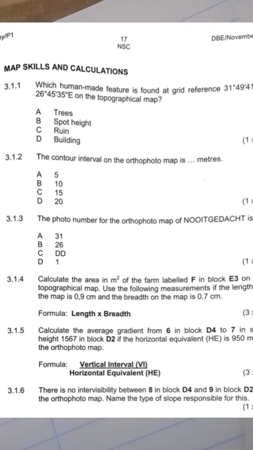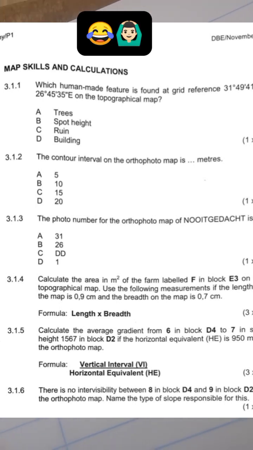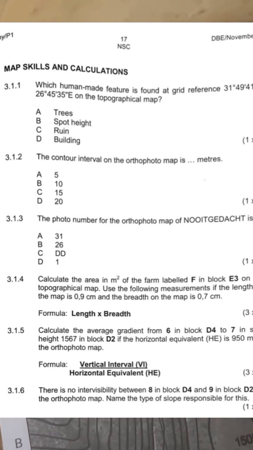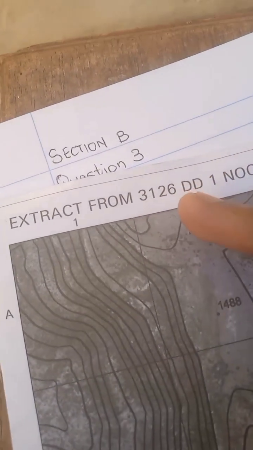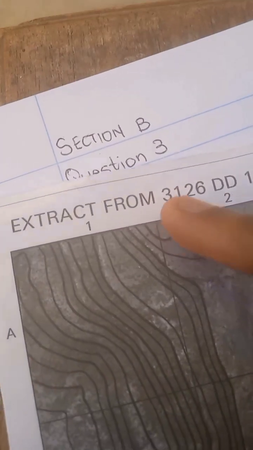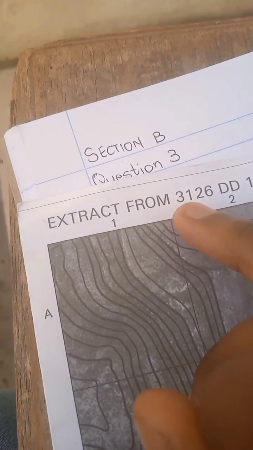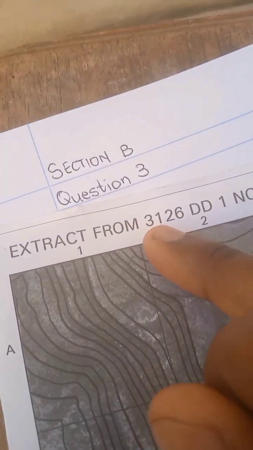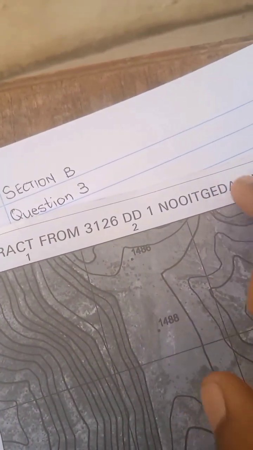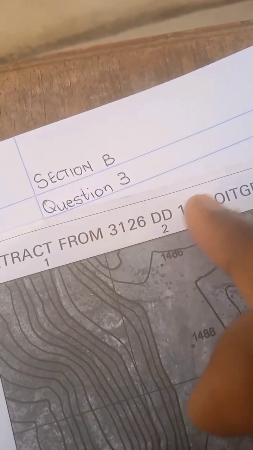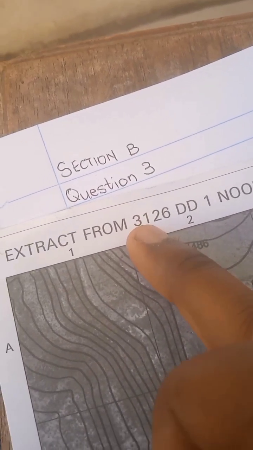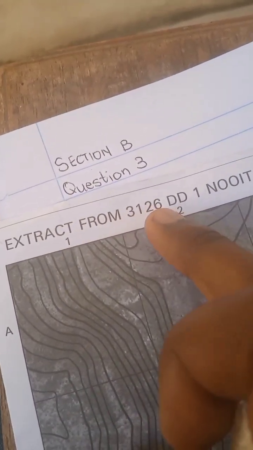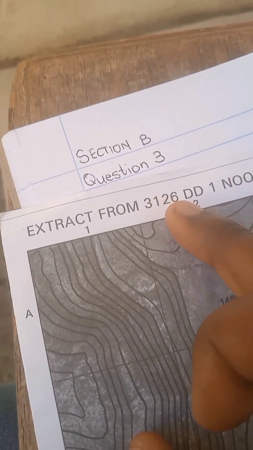So 3.1.3 says the photo number for the orthophoto map of Noidé is, okay, so photo number, you usually find it right next to the map indexing. So these are your coordinates, guys. So this is your degrees. So this information basically says that this area or this town is found at 31 degrees latitude and 26 degrees longitude, okay.